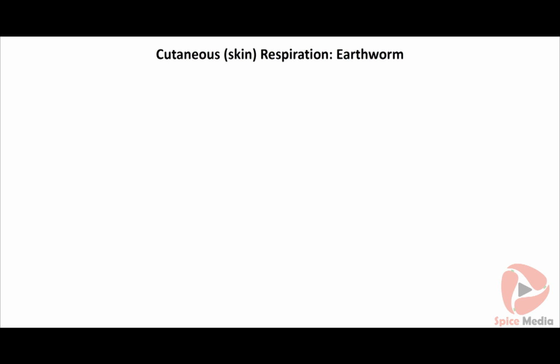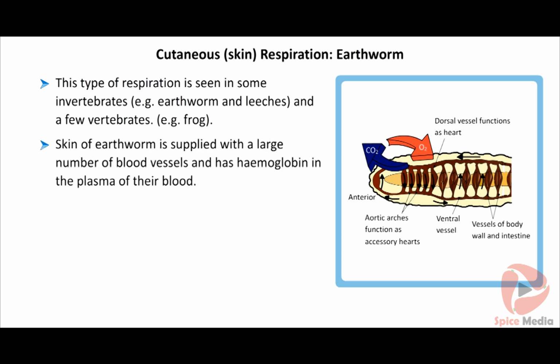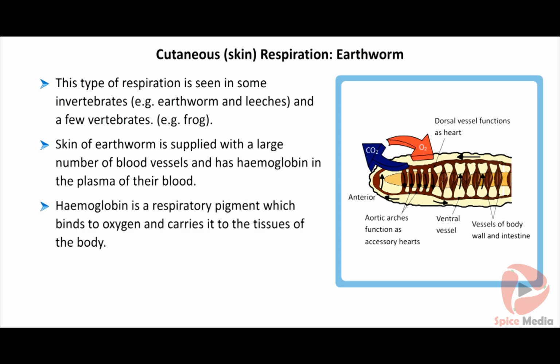Respiration occurring through skin is called cutaneous respiration. This type of respiration is seen in some invertebrates like earthworm and leeches, and vertebrates like frog. The skin of earthworm is supplied with a large number of blood vessels. They have hemoglobin in the plasma of their blood. Hemoglobin is a respiratory pigment which binds to oxygen and carries it to the tissues of the body.